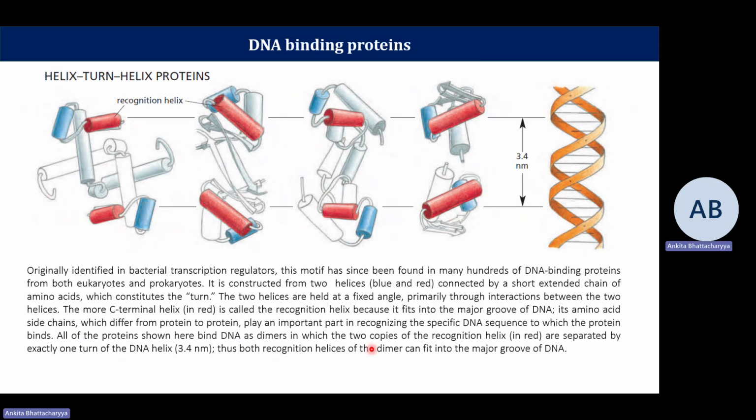All of the proteins which have been shown here can bind DNA as dimers in which the two copies of the recognition helix are separated by exactly one turn of the helix. So again, let's come back here. What do you see? You see that the proteins here that we have already discussed bind as dimers.